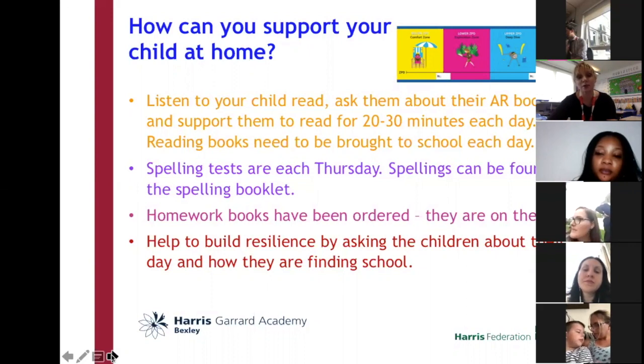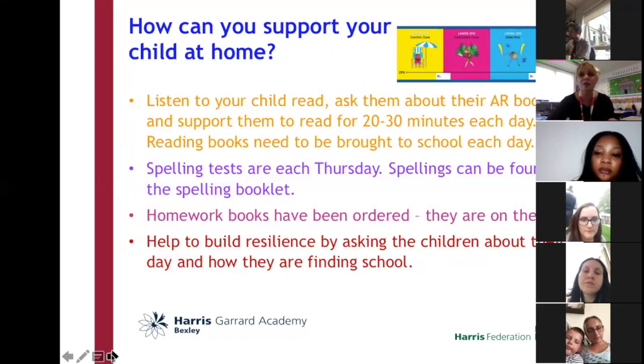Spelling tests are going to be each Thursday. Spellings are going to be given out in a spelling booklet, and they will know which spellings they're being tested on that Thursday. So we will let them know on a Monday morning which tests they're going to be having the following week. Homework books have been ordered and are on the way.